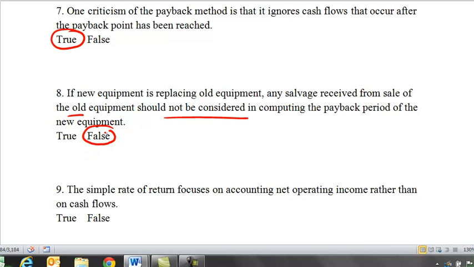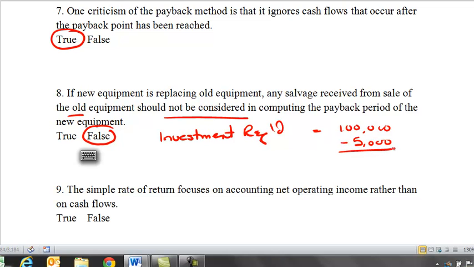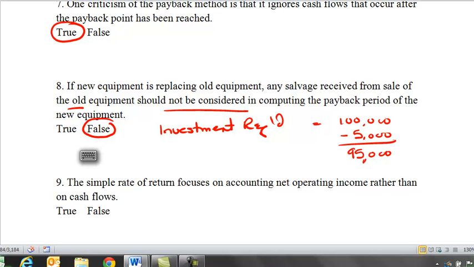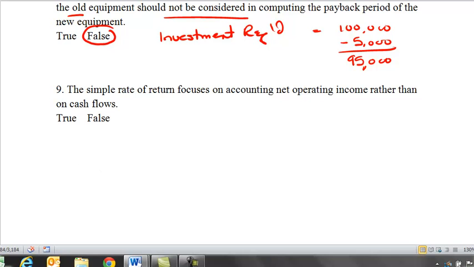When you are calculating the investment required, let's say you're buying a $100,000 new piece of equipment and you're going to be able to get $5,000 for the old piece of equipment, you would reduce your initial investment by that salvage value, and therefore the initial investment that you'll use in your payback calculation is $95,000. The simple rate of return focuses on the accounting net operating income rather than on cash flows, and that is true.